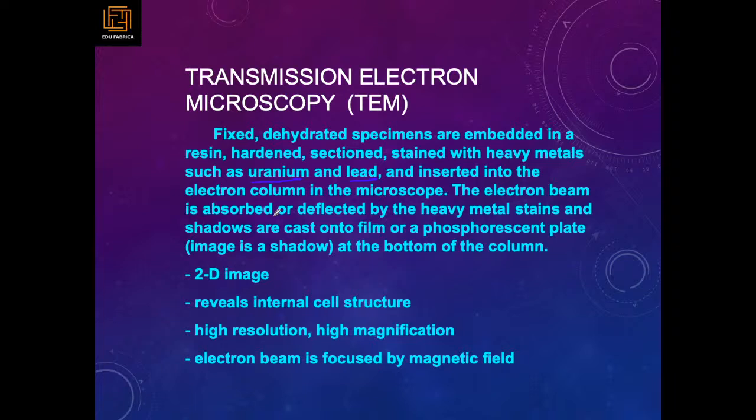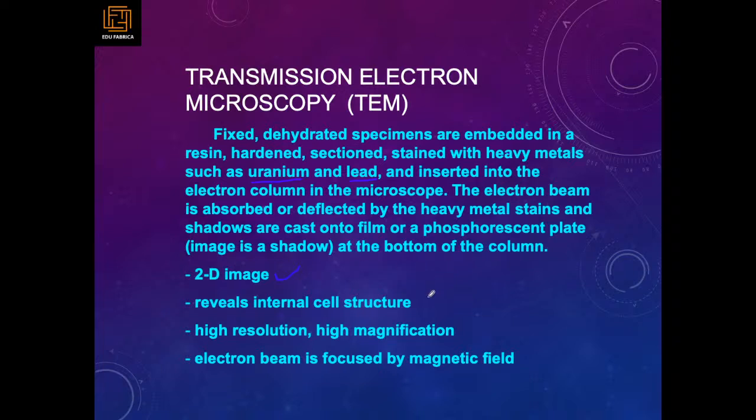And then insert it into the electron column in the microscope. So the electron beam is absorbed or deflected by the heavy metal stains, and shadows are cast onto the film or phosphorescent plate at the bottom of the column. So we do not get a 3D image in this, we get a 2D image.